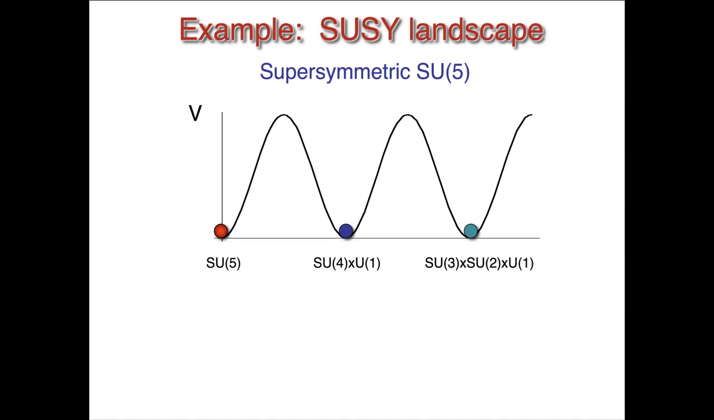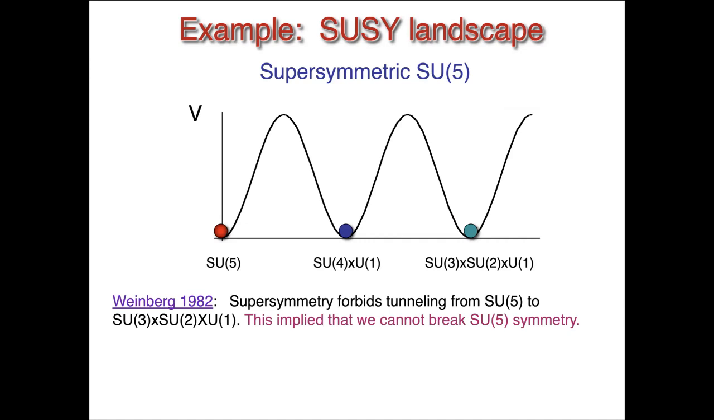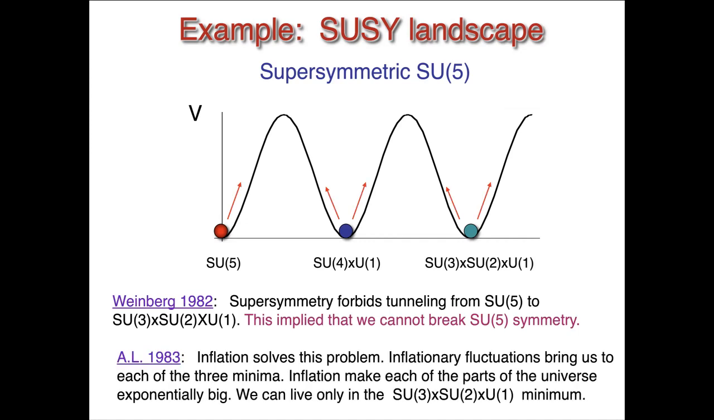Why then do we live in this green minimum? There was a discussion about this a long time ago, and there was a problem. If you have inflation, quantum fluctuation can throw you out from one minimum to another. Then the universe becomes divided into pieces, red pieces, blue pieces. This is a result of computer simulations.